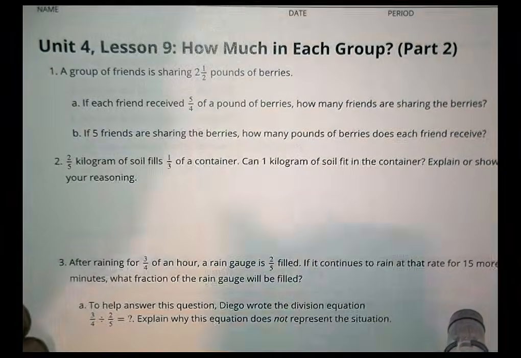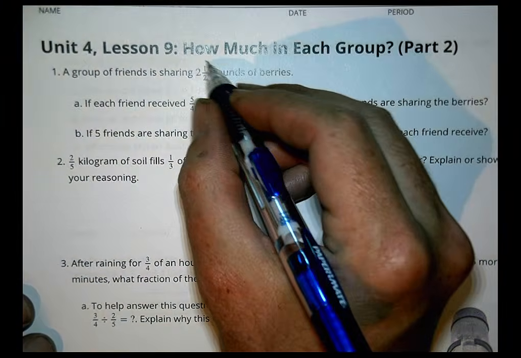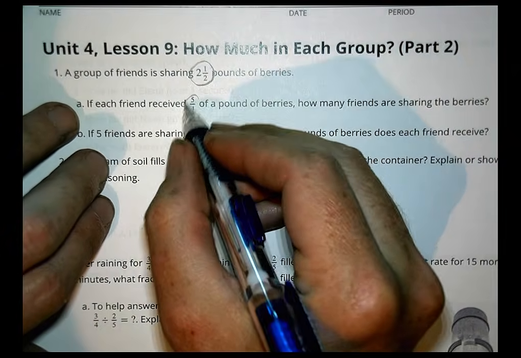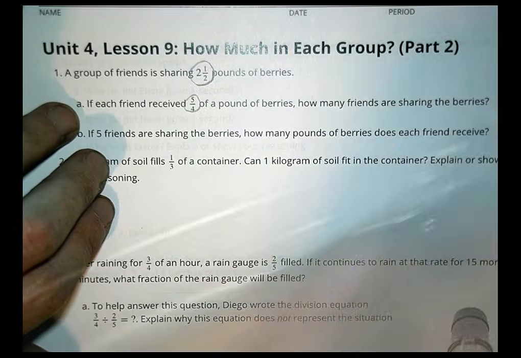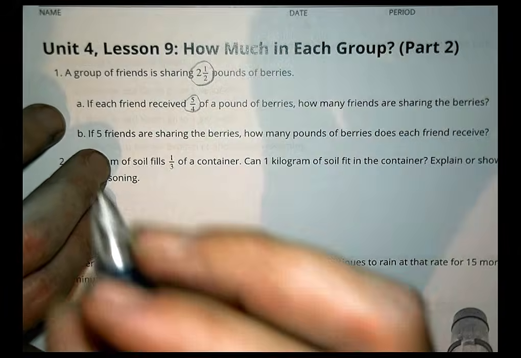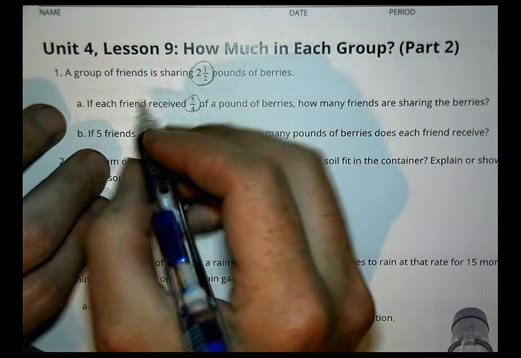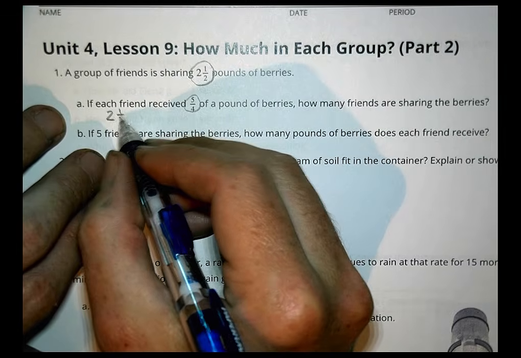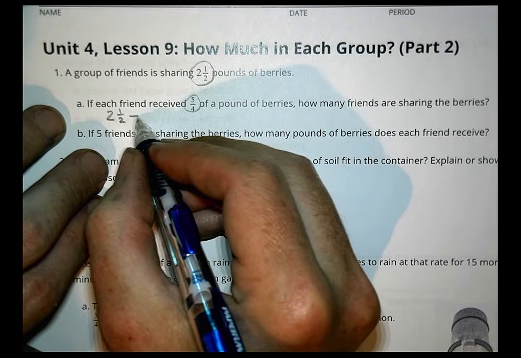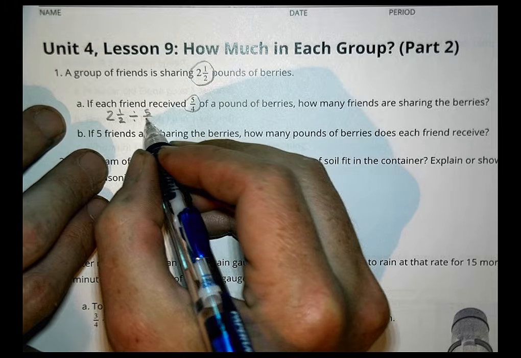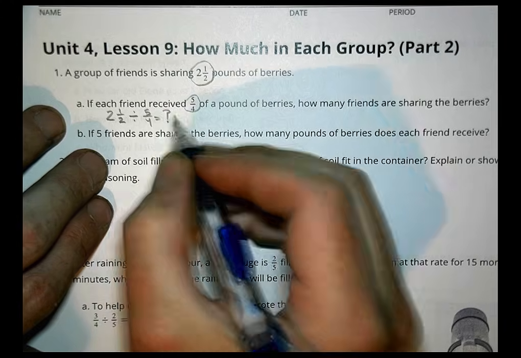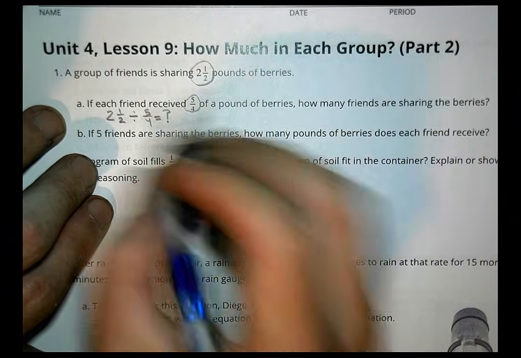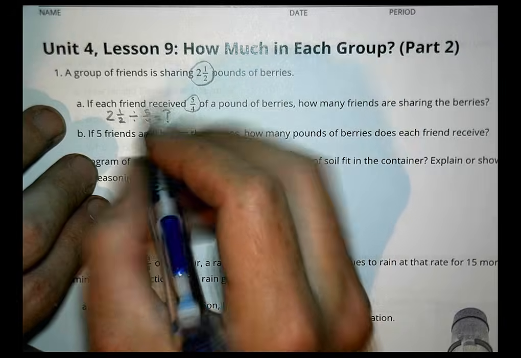All right, number 1 for homework. A group of friends is sharing 2.5 pounds of berries. If each friend received 5/4 of a pound of berries, how many friends are sharing the berries? Okay, so what we're saying is I have 2.5 pounds of berries, right? And I'm dividing it into groups of 5/4 to find out how many groups there are going to be. So it's 2.5 divided by 5/4.